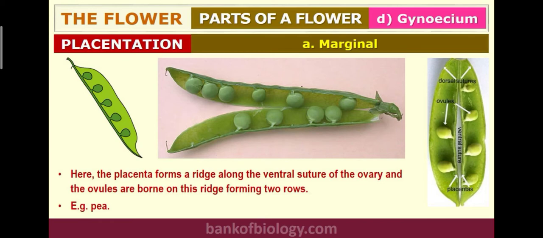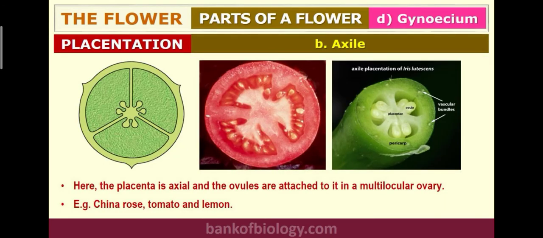So first one is the marginal, as you see in the pea. ठीक है. Here the placenta forms a ridge along the ventral structure of the ovary and the ovules are borne on the ridge forming two rows. As I explained you. Axile: tomato. ठीक है, tomato हो गया, chili हो गया.